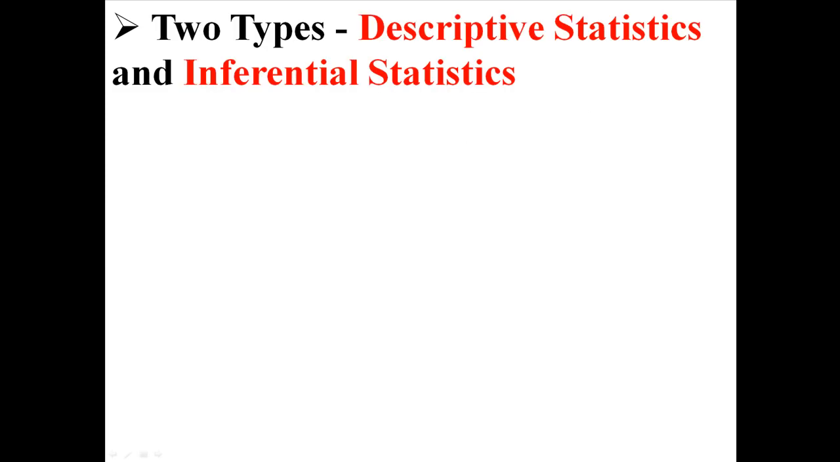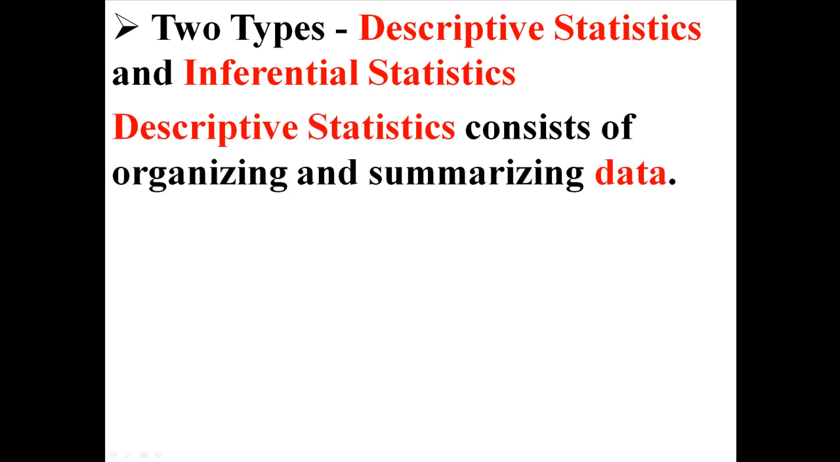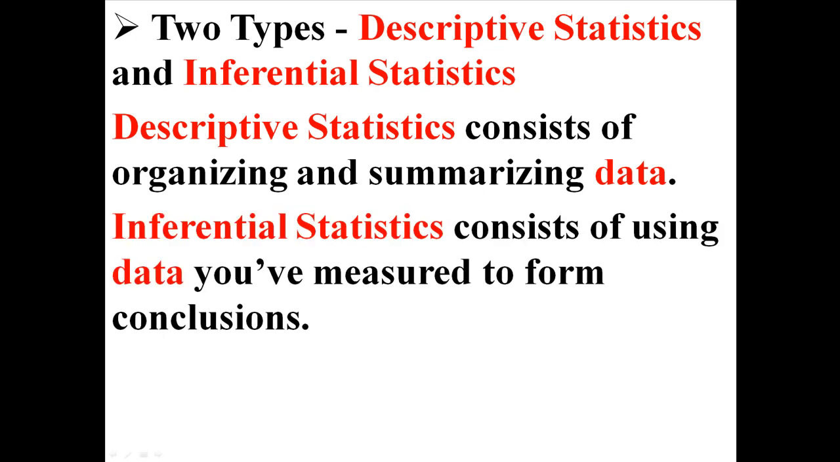So when people talk about statistics, they're usually talking about 2 main divisions. There's descriptive statistics and inferential statistics. Descriptive statistics consists of organizing and summarizing data, while inferential statistics consists of using the data you've measured to form conclusions, usually about other data. Now I'm going to give you an example of these 2 things.